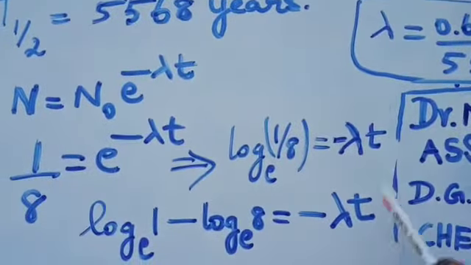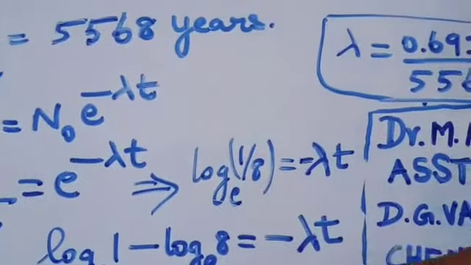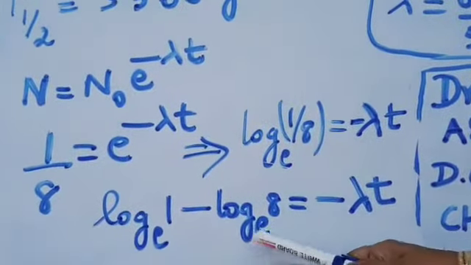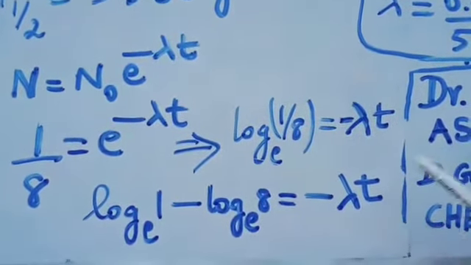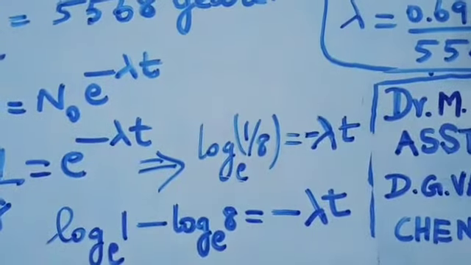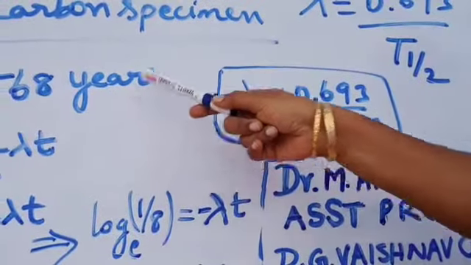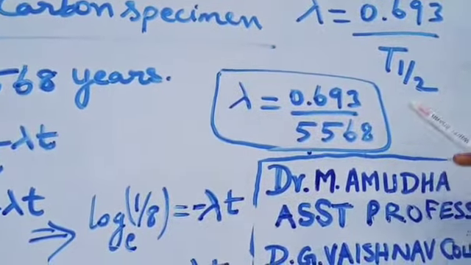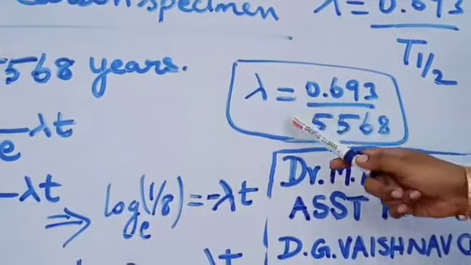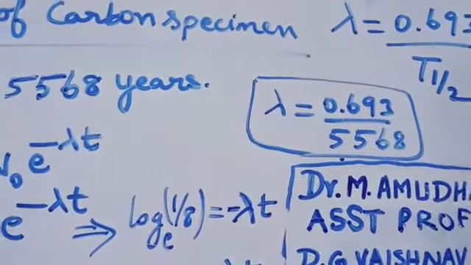So the expression comes to this equation. From the basic formula of log, we can rewrite the division as subtraction: log e 1 minus log e 8 is equal to minus lambda t. The decay constant lambda can be evaluated using the half-life period. The half-life period is 5568, as already given in the problem. Substitute the T half value here, so you can determine lambda by dividing 0.693 by 5568 years.